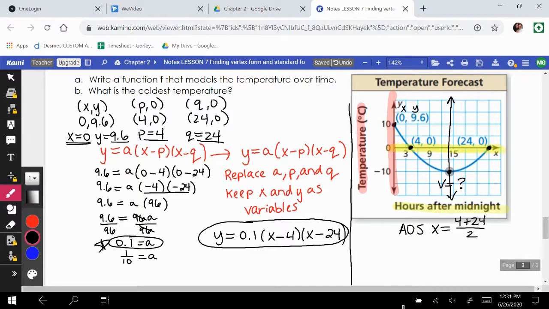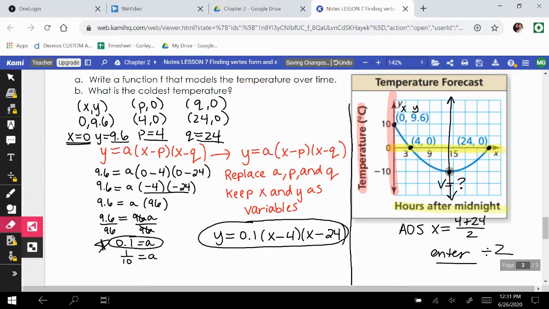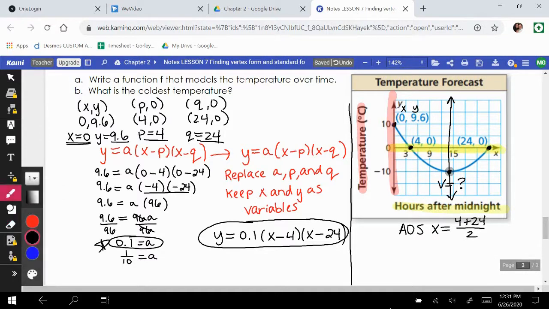I'm going to add those numbers together and divide them by 2. Make sure on your calculator you're either typing it in where the 4 plus 24 is in parentheses if you're going to do it all at one time, or another thing you could do is do 4 plus 24, press enter, and then divide by 2. But you've got to be careful with order of operations in your calculator. When you do that, we end up getting that the x value is 14.